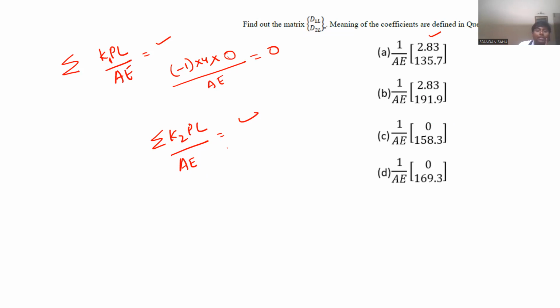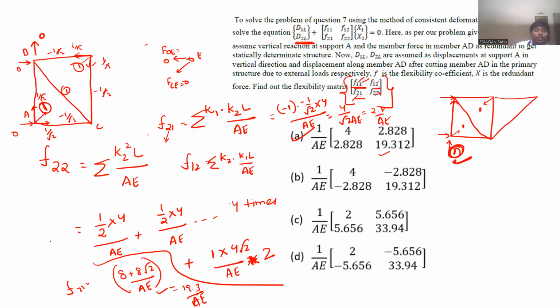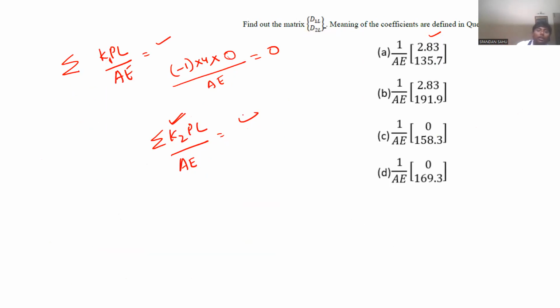When you calculate this summation of K2 PL by AE, now you know the K2 force system. From here, you know all these K2 values. K2 multiplied with the corresponding member force due to external load into the corresponding length by AE. AE is constant here, so AE will be taken out. So it will be 2.8, sorry, it will be 169.3 by 8. 39 by 8. So option D.